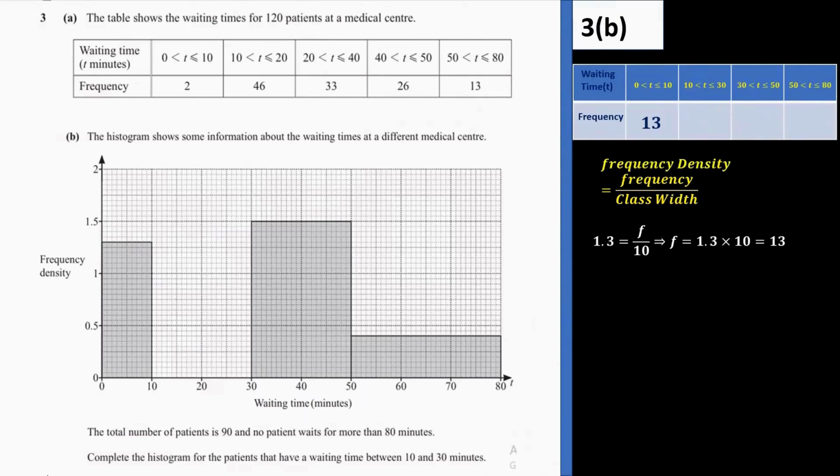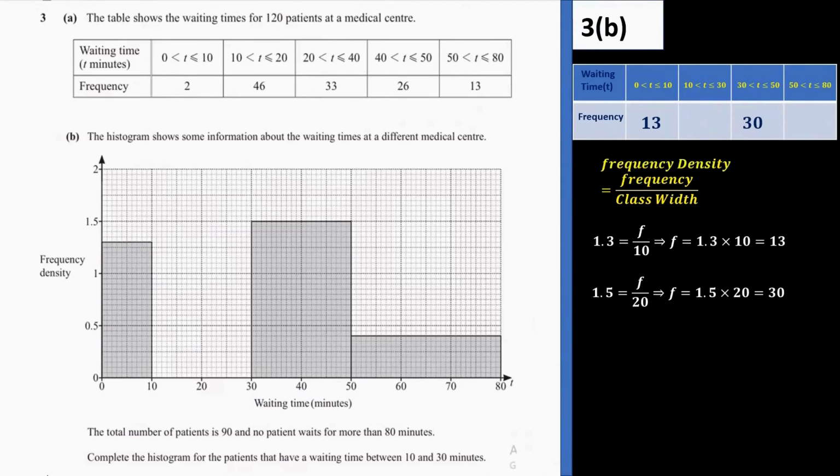The frequency density is 1.3, but we do not know the frequency of that class. And what is the width of the class? The width is calculated by finding the difference between the upper limit and the lower limit. The upper limit is 10 and the lower limit is 0, so 10 minus 0 is 10. If we cross multiply to make frequency the subject, it gives us 13. And so we enter the 13.